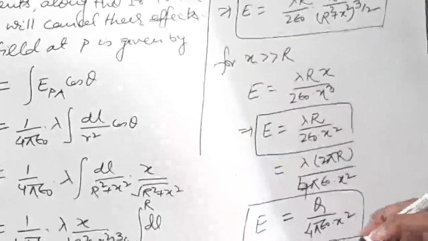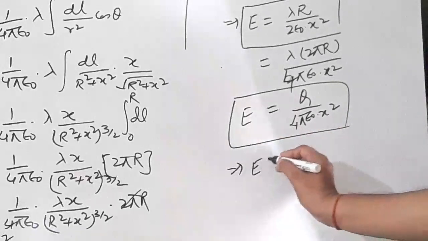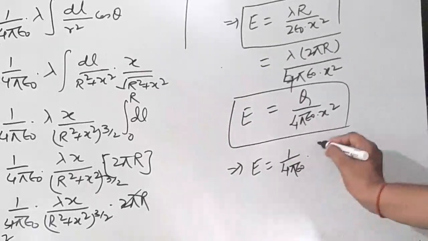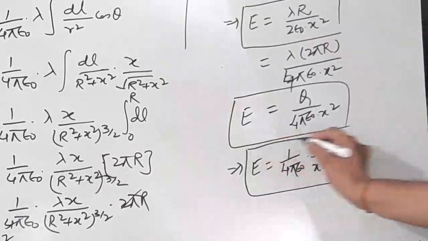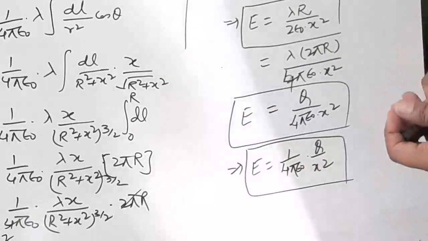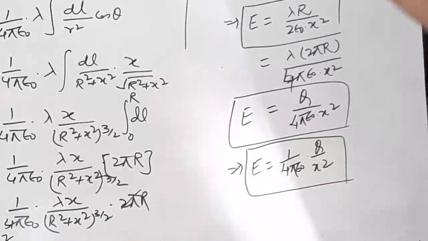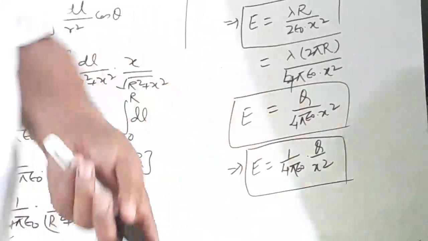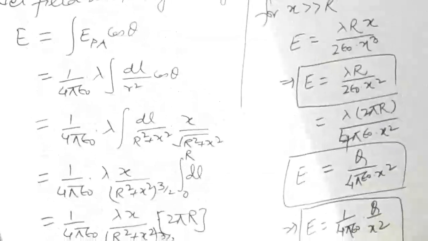And you can write it again as E is equal to 1 by 4 pi epsilon naught q by x squared. This formula is just like the expression for electric field at a point due to a point charge. Is it okay? So E is equal to 1 by 4 pi epsilon naught q by x squared. This is the final expression here.